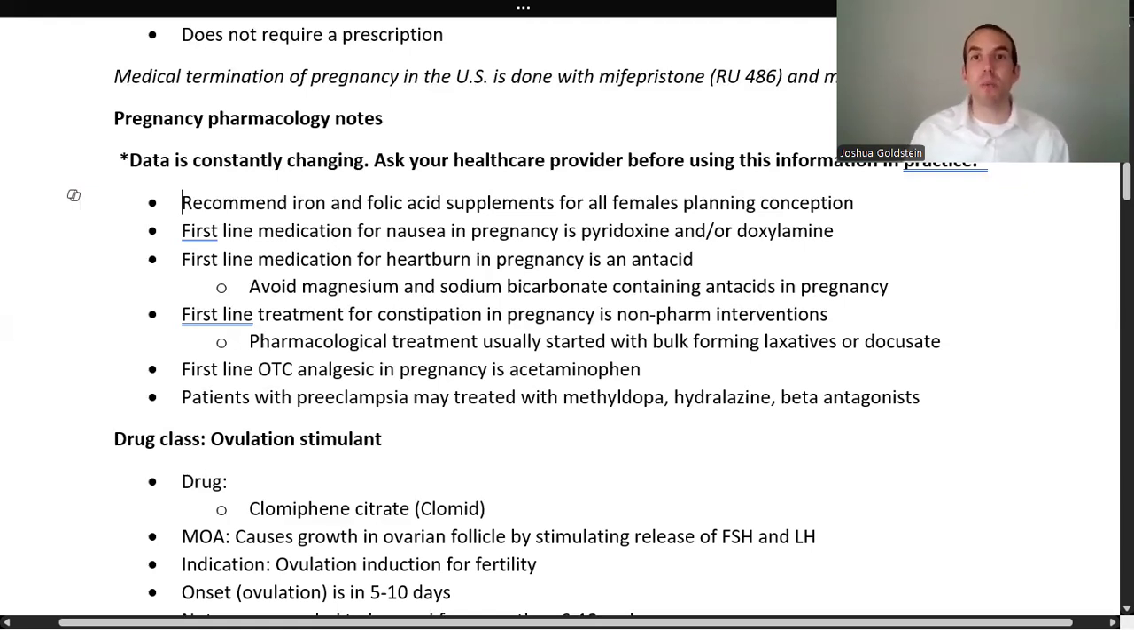Some OBs say those are safe in pregnancy. Some say they're not. I'm staying out of it. We discuss it more in the GI lecture.